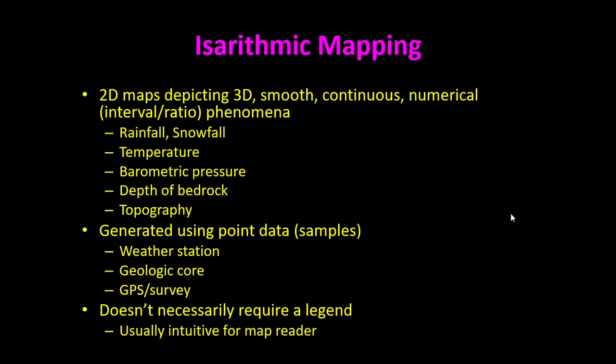So we see surveyors often use this same idea, where you take points and then interpret the surface by creating essentially a raster or a grid that shows the surface based off of those individual points. So we take discrete data, individual points, and turn it into a continuous smooth surface. Finally, oftentimes we don't need to have a legend.